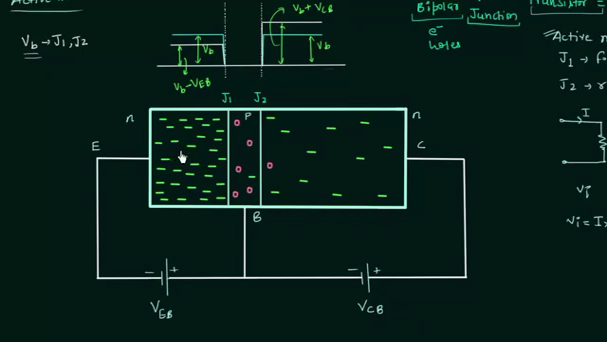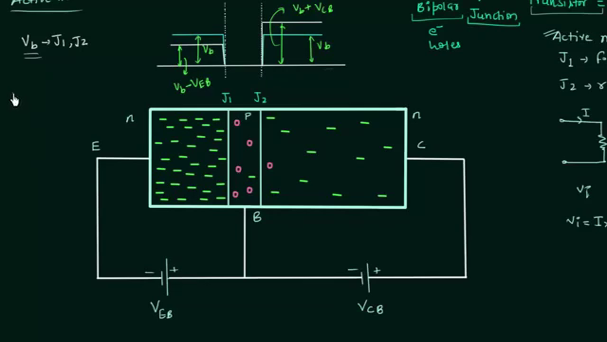Now we can easily analyze the movement of electrons and holes because we have an idea about the barrier potentials. Because of the reduced barrier potential at junction J1, the electrons on the N side, that is the emitter, will cross the junction and move to the base and recombine with the holes in the base.